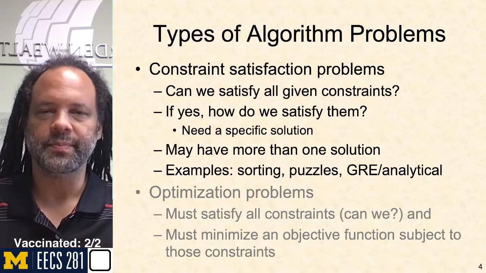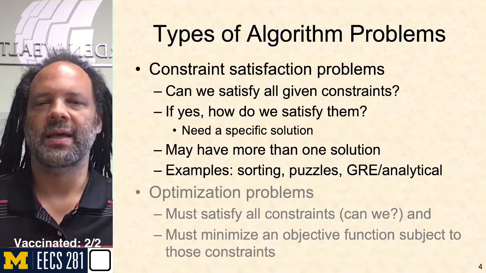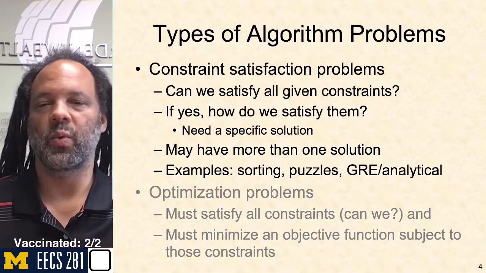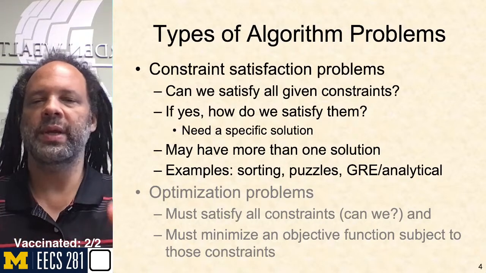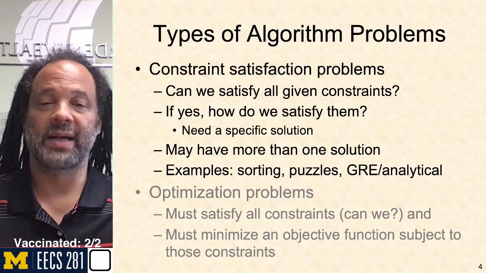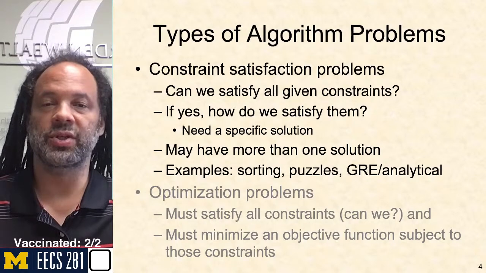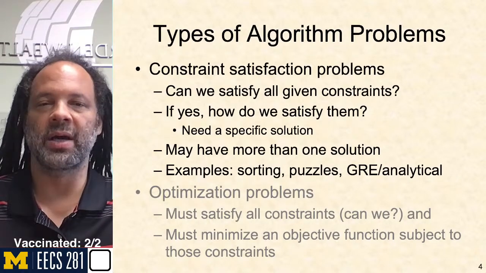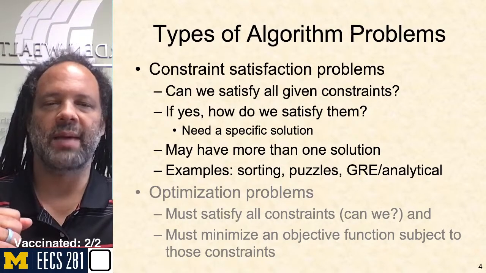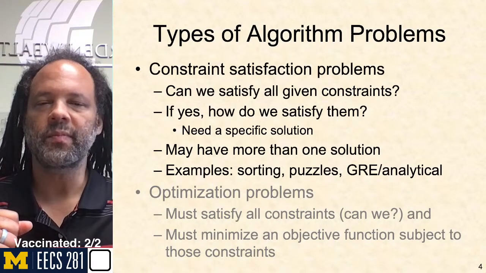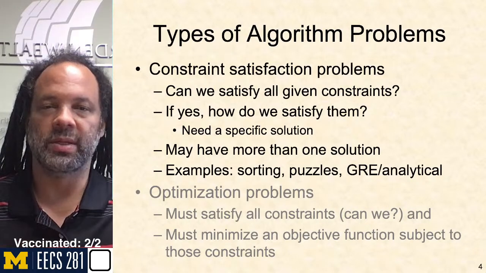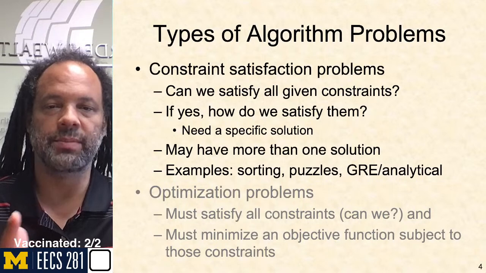It's useful for solving the type of problems known as constraint satisfaction problems, where we're trying to figure out, can we do what we need to do without violating any of the constraints that we're given? If it's possible, often we need a specific solution. Sometimes it's as simple as just knowing that it can be done is good enough, right? But if we need a specific solution, we can use this type of algorithm to find one. Some of them may have more than one solution depending on the problem. Some constraint satisfaction problems have a unique solution.